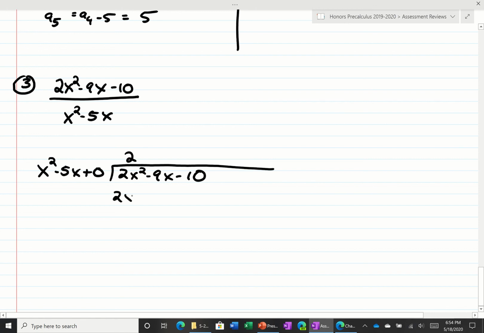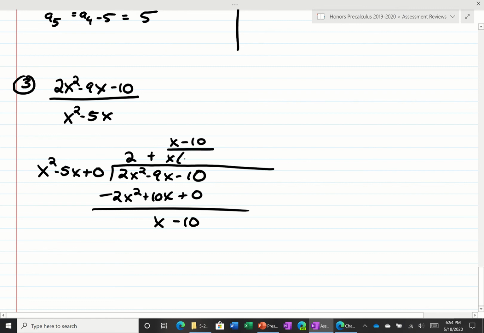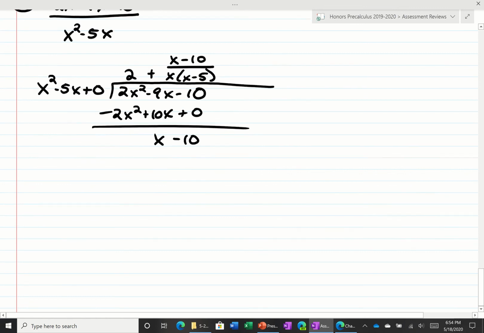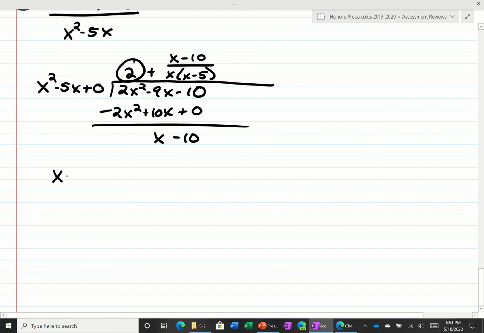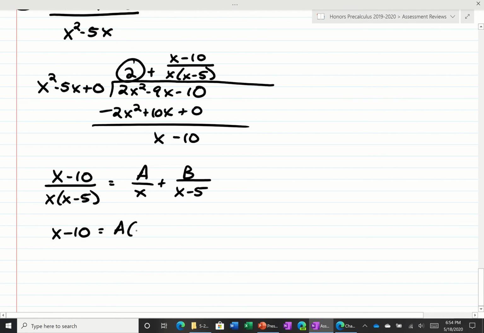This will be 2, so we get 2x squared minus 10x plus nothing. Subtract, subtract. So it'll just be x minus 10. So we're going to have to partially decompose x minus 10 over x times x minus 5. Keep in mind the 2 is the whole part. So we're going to have x minus 10 over x times x minus 5, and this is going to equal a over x plus b over x minus 5. Multiplying by our least common denominator, we get a times x minus 5 plus b times x.